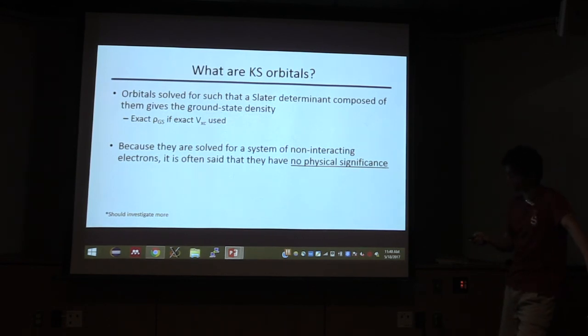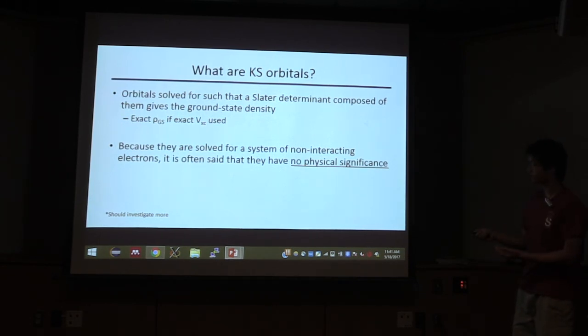Right, so I also wanted to point out that, as chemists, we're often used to using orbitals to interpret our systems and what they're doing. I just wanted to point out that in Kohn-Sham, the orbitals rigorously don't carry much physical significance. They're literally just the orbitals solved for such that the Slater determinant that we construct from them gives you the exact ground state density. Exact, assuming your exchange correlation potential is known, which it isn't.